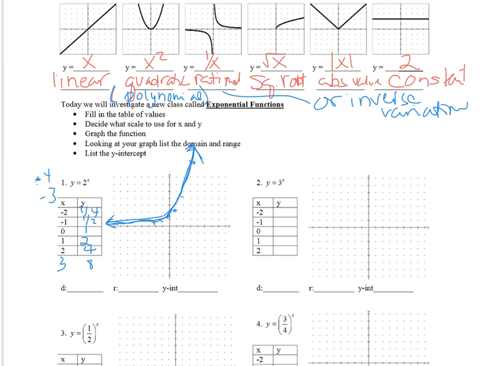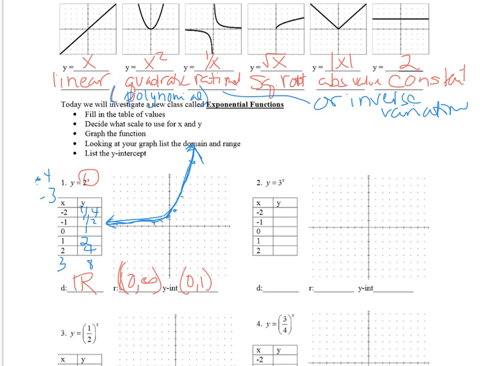Domain for this is going to be all real numbers. We can put any number we want up here in the exponent. The range is always going to be the positive numbers, so we're going to end up with 0 to positive infinity. Note that this is a parenthesis. We're never actually reaching 0. We're just getting really close. And the y-intercept is at 1.